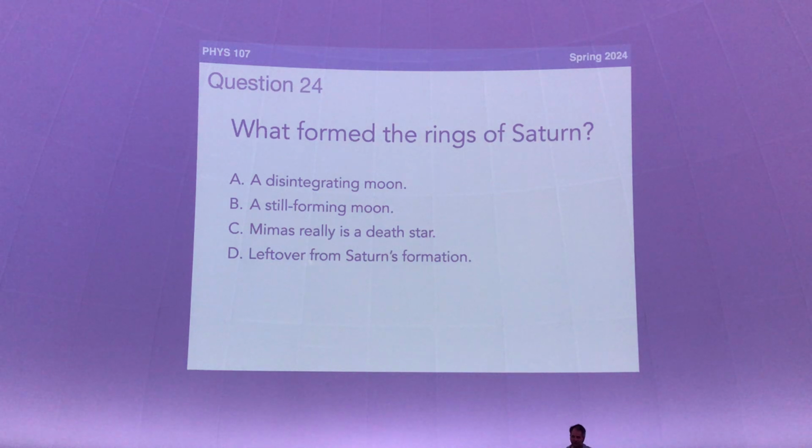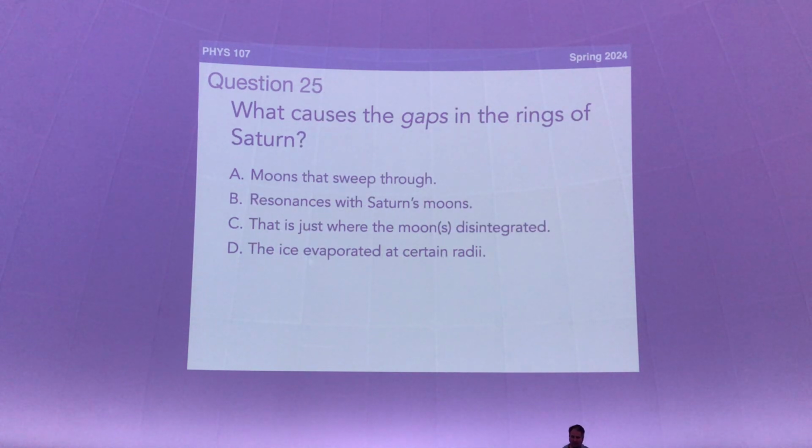That was the idea originally, but we now think that the moon disintegrated. So it's one of those things that shifts, or has shifted. What causes the gaps, though? The moons that sweep through, the resonances with Saturn's moons, or just where the moon disintegrated, the ice evaporated at certain radii. Why do we have gaps there?